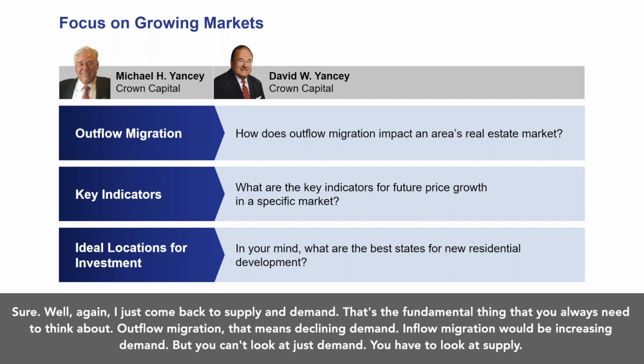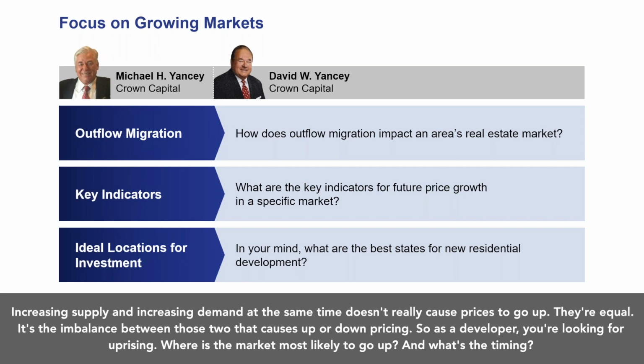Sure. Well, again, I just come back to supply and demand. That's the fundamental thing that you always need to think about. Outflow migration means declining demand. Inflow migration would be increasing demand. But you can't look at just demand, you have to look at supply. Increasing supply and increasing demand at the same time doesn't really cause values to go up. They're equal. It's the imbalance between those two that causes up or down pricing.